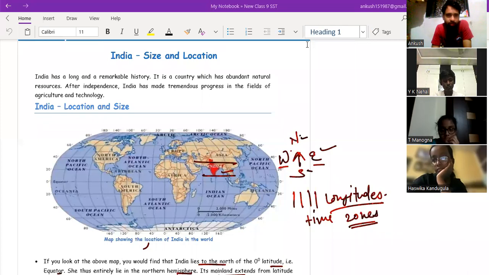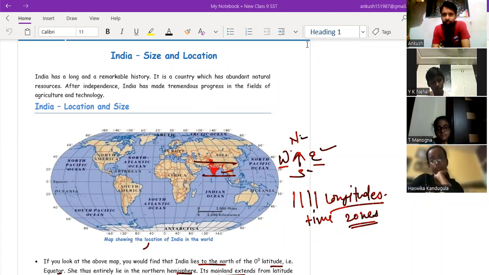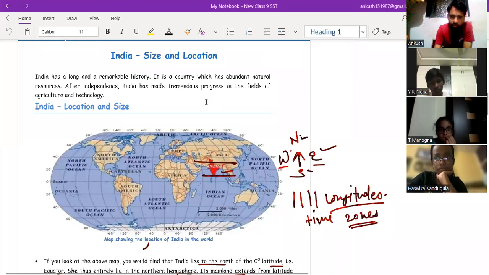SST class is going on here, and last Tuesday we saw the introduction of the size and location of India, and we went through the time. How do we decide the time, and we also saw longitudes and latitudes, and the resources available under the territory. Even that we saw there. One second, let me go down.